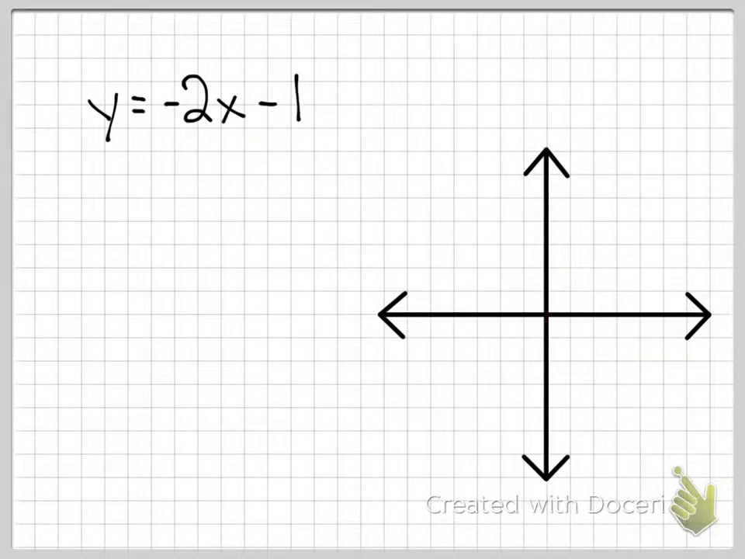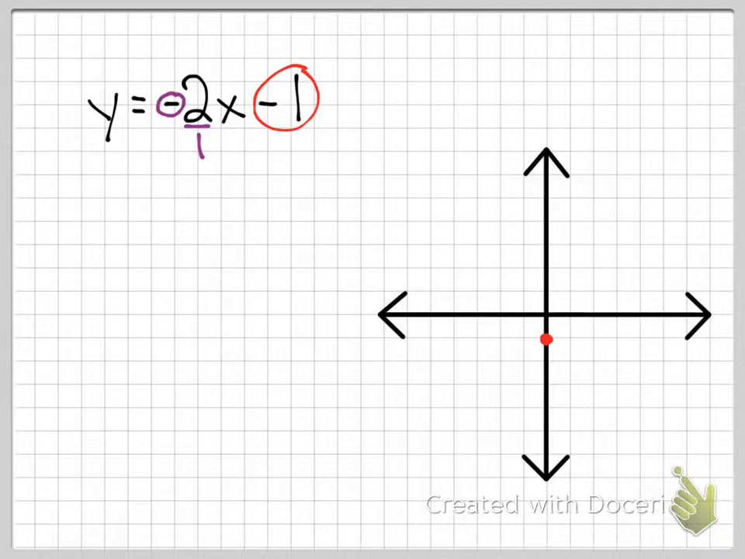Let's take a look at another negative slope, and this one has a negative y-intercept. So I'm going to start at -1 on the y-axis. So I put my point at -1, and now I need to find my slope. My slope is -2, but I feel like I'm missing one value. Remember that if I have a standalone number, -2 is the same as -2 over 1. So now I have a rise of -2 and a run of 1.